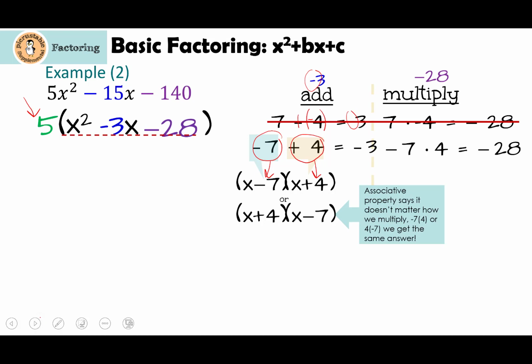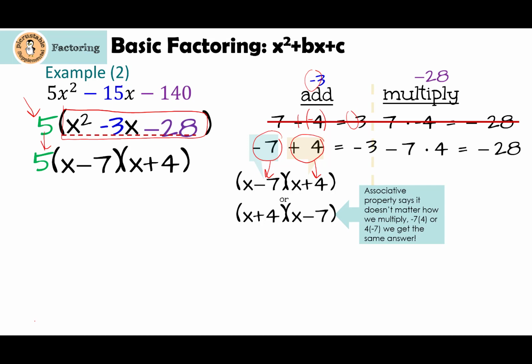So what's my answer going to look like? Well, we have to keep our 5. That's important. But now, instead of writing this, we're going to write the factored form, which is x minus 7 times x plus 4. Now, I'm going to give you a little tip that, as an instructor, drives me crazy, and it might drive some of your teachers crazy too. You always have to have these touching, because this means to multiply.